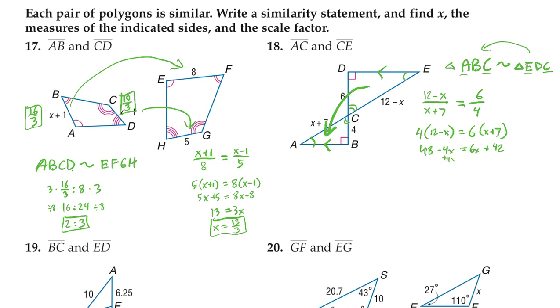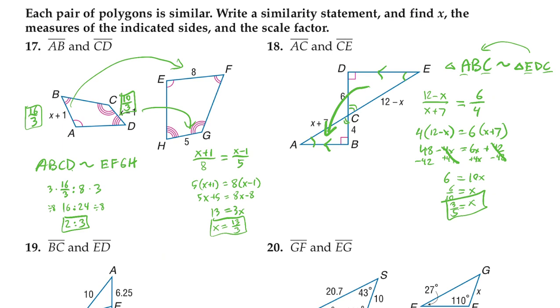Let's add the 4x to both sides. Let's subtract the 42 from both sides. And we get 10x equals, just double checking my work, 6. So we get x equals 6/10, or x equals 3/5. Okay, so we got x.